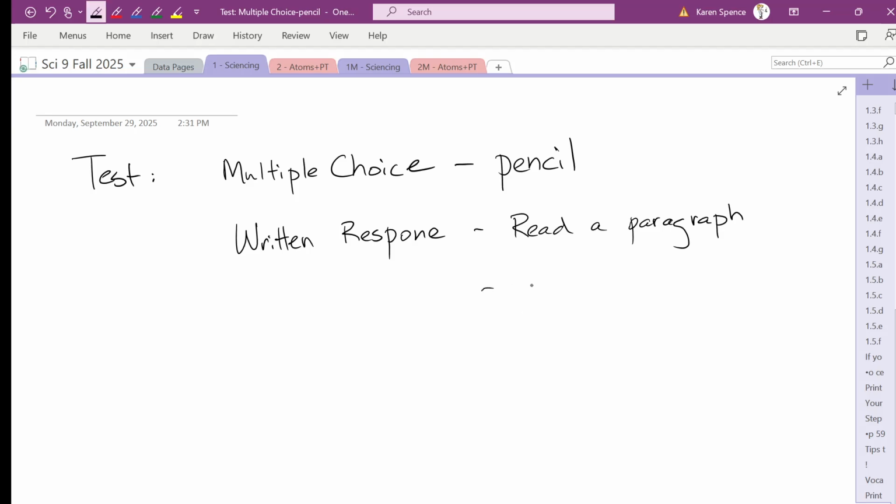You're going to look at some data. And you're going to be like, okay, what's my independent variable? What's my dependent variable? What's my controlled variable? What other things should I control? That kind of thing. Okay? So this would be like identifying steps of the scientific method. Looking at some data, that would be like the different variables.